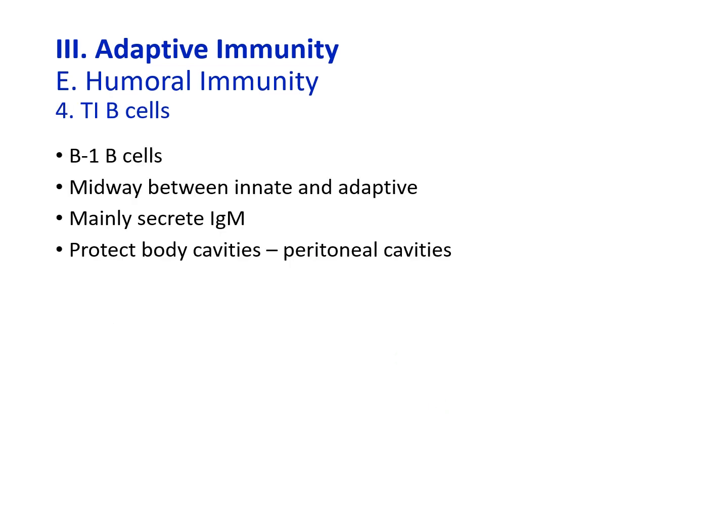What about the T-independent activation of B1 B cells? Now, these TI B cells are capable of generating antibodies on antigen stimulation without the need for T cells. Primarily, they protect the body cavities, and most particularly the peritoneal cavity. These cells are self-renewing in the periphery, and they secrete mainly IgM antibodies. This is midway between innate and adaptive immunity because antigens bind to innate receptors on the B cells.